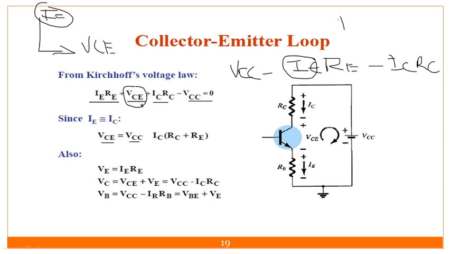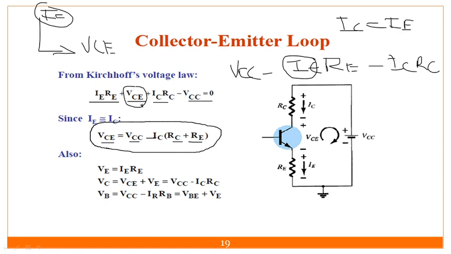So IE is approximately equal to IC, because IE and IC are near about the same value. So we can replace IE with IC. If I put this value, what I get is VCC minus, taking IC common, IC times (RC plus RE), and this is the equation for VCE.